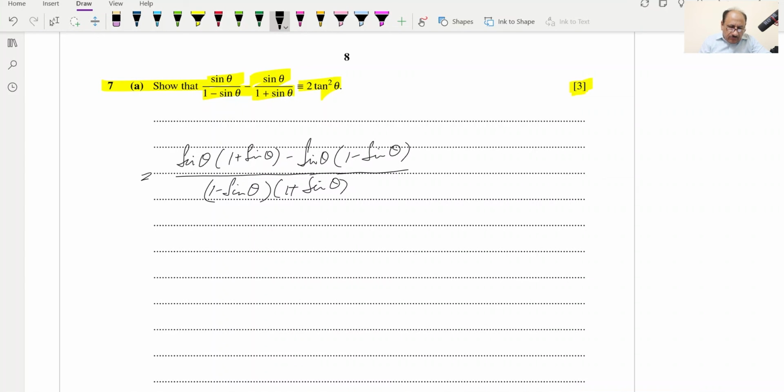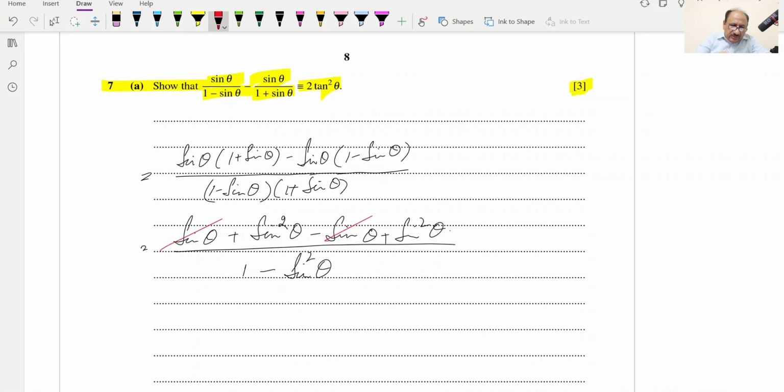And after taking this LCM, we can open the brackets in the numerator. So it will be sine theta plus sine square theta, minus, this will be sine theta minus sine, not minus, plus sine square theta, over, we know a plus b into a minus b is equal to a square minus b square, so it will be 1 squared, which is 1, minus sine square theta. And we can cancel this plus sine theta with minus sine theta, and sine square theta plus sine square theta, these two will add up to 2 sine square theta, over 1 minus sine square theta, which is equal to cos square theta.